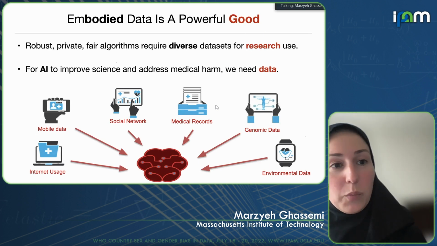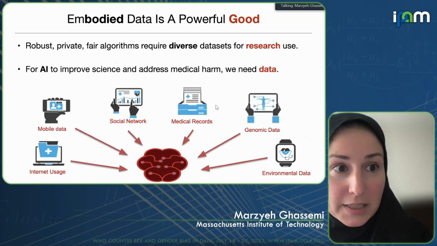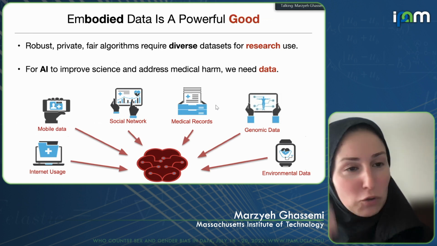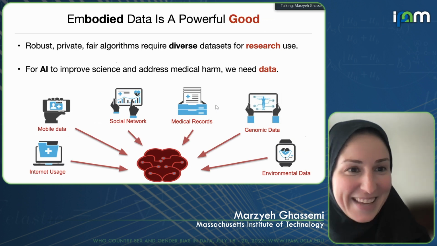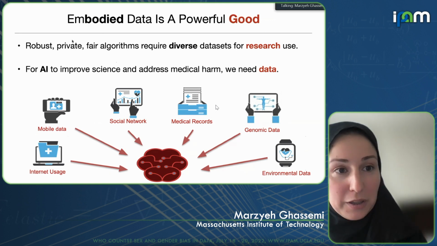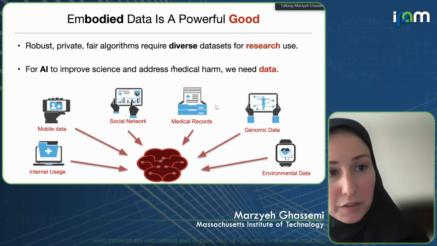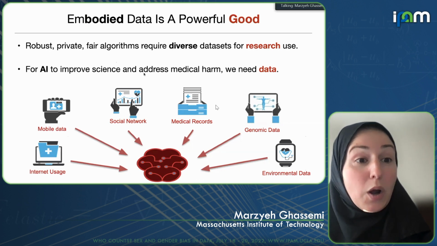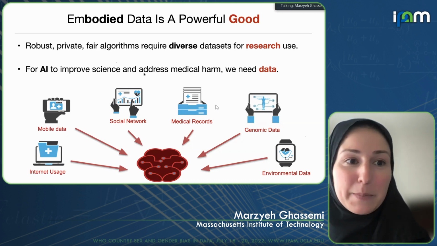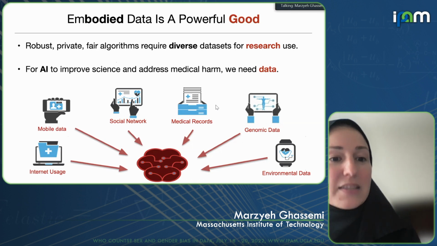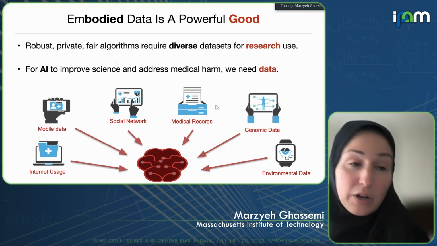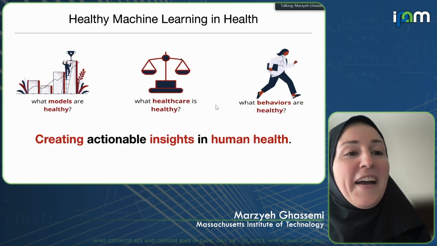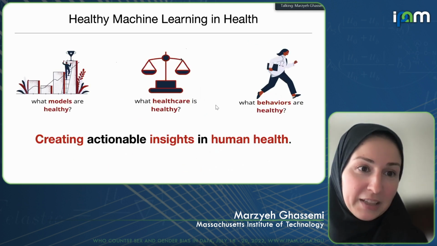And I call the data that we work with in health spaces embodied data because this is data from human bodies. So we need to be very respectful of it, which I think this is not the audience I need to say that to. But in general, if we want to design robust, private, and fair algorithms, we're going to need more diverse data for research use because we don't just want to replicate the current medical harm that's being done to different subcommunities. We would like AI to improve science and address medical harm, and that requires newer, better, more robust data.